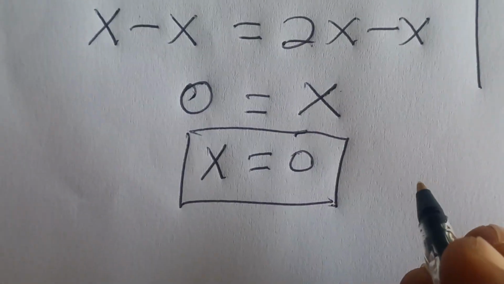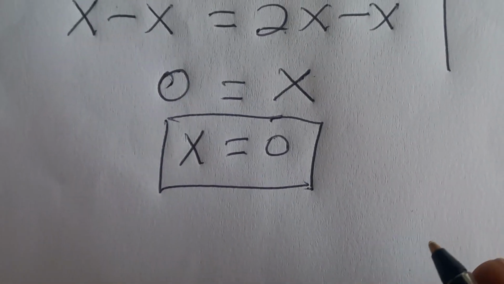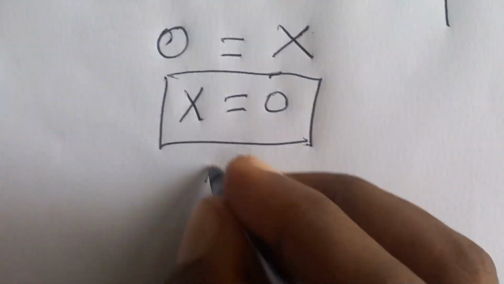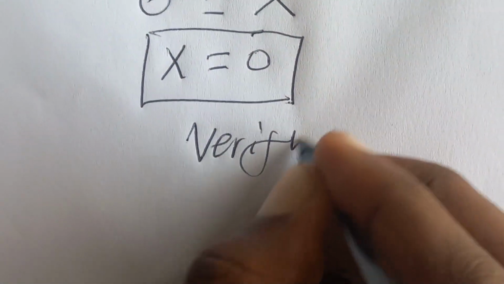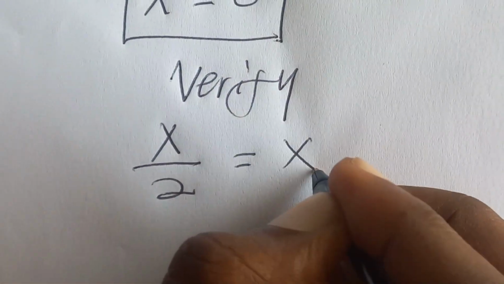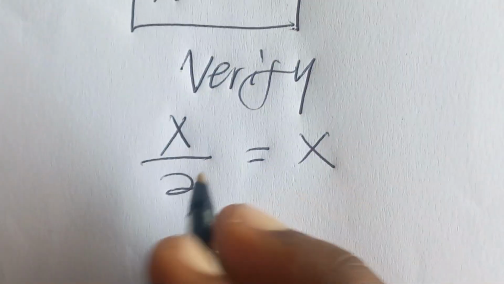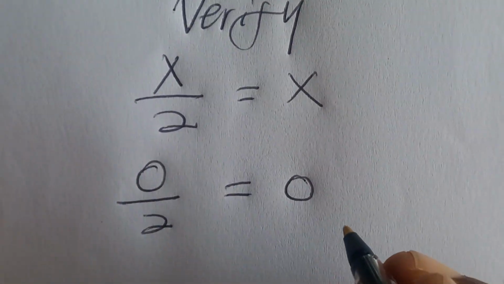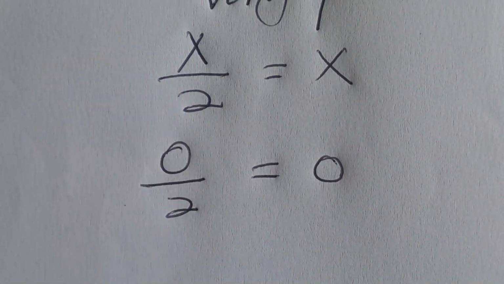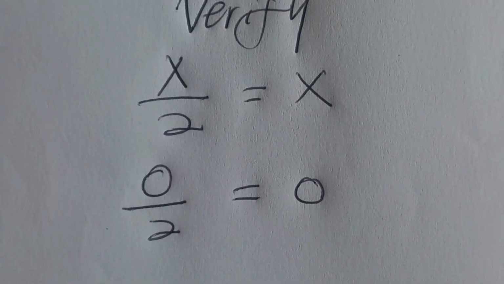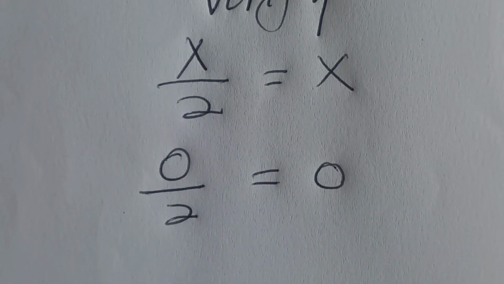Now let us verify to see if our x is equal to 0 indeed. So we verify. We have x on 2 is equal to x. Our x is 0, so we have 0 on 2 is equal to 0, of which it is true that 0 on 2 is equal to 0.